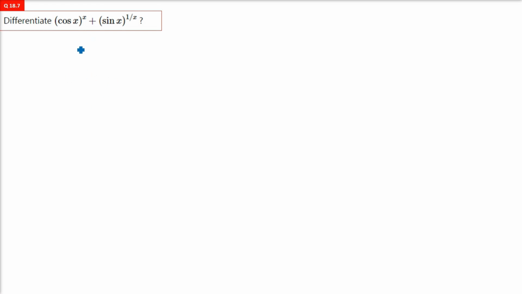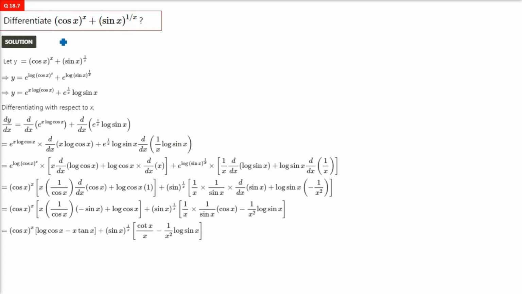Next is cos x to the power x, sin x to the power 1 by x. Again, you can take them u and v, du by dx, dv by dx, add them, that is the final result. But in order to do this, we always have that one thing, that is e to the power log can be cancelled. E to the power log e. So that is the one thing which always cancels itself, e to the power log.